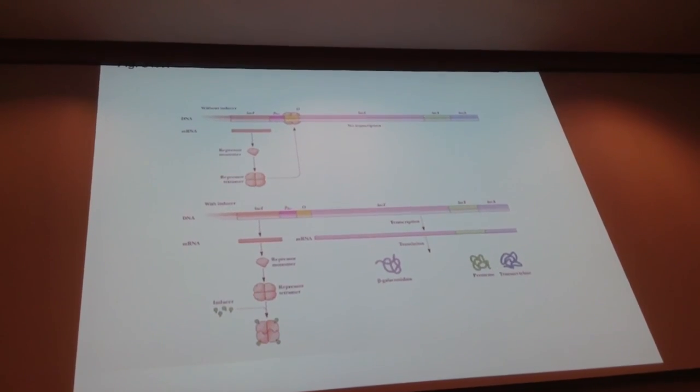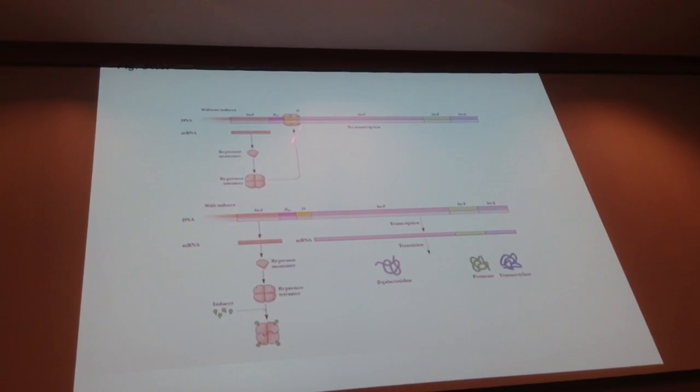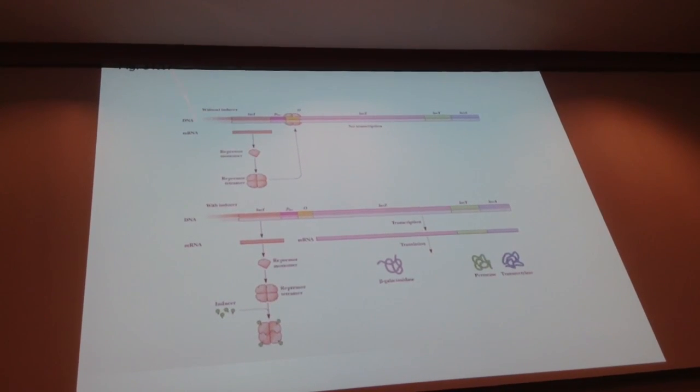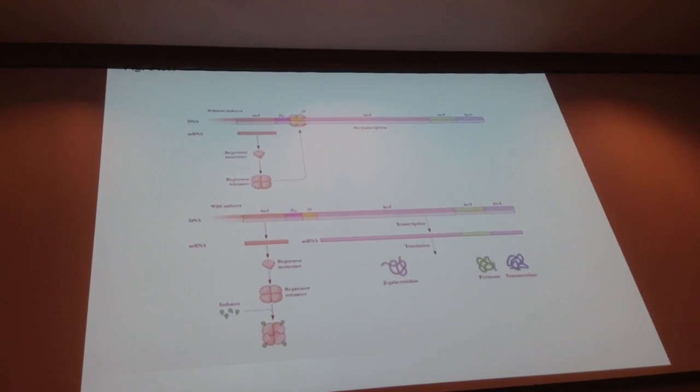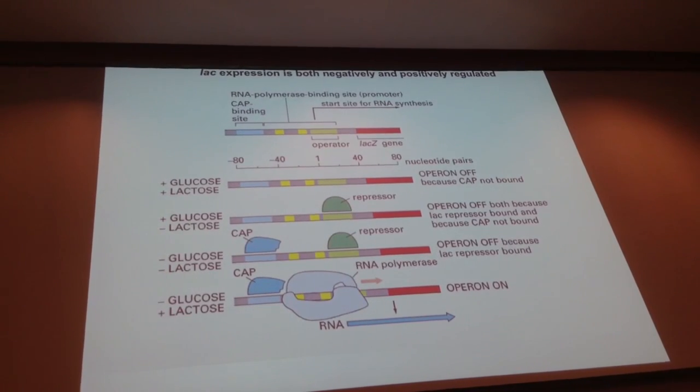This is negative regulation, right? Because the repressor negatively regulates expression. When the repressor is on there, it negatively regulates the expression. Now this particular operon is also controlled positively.